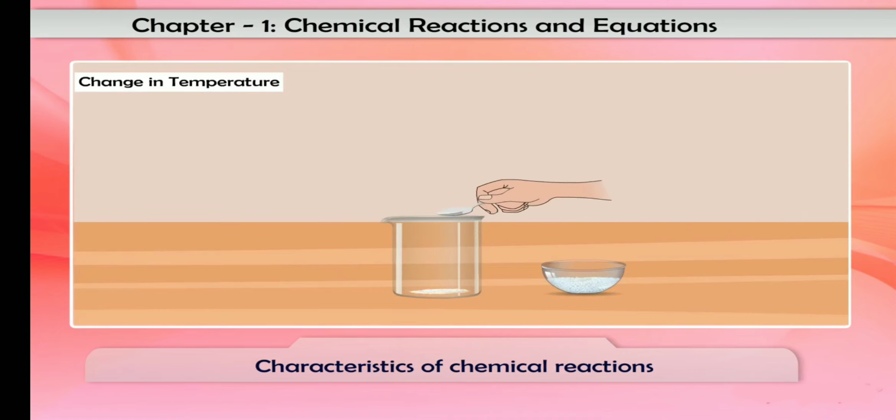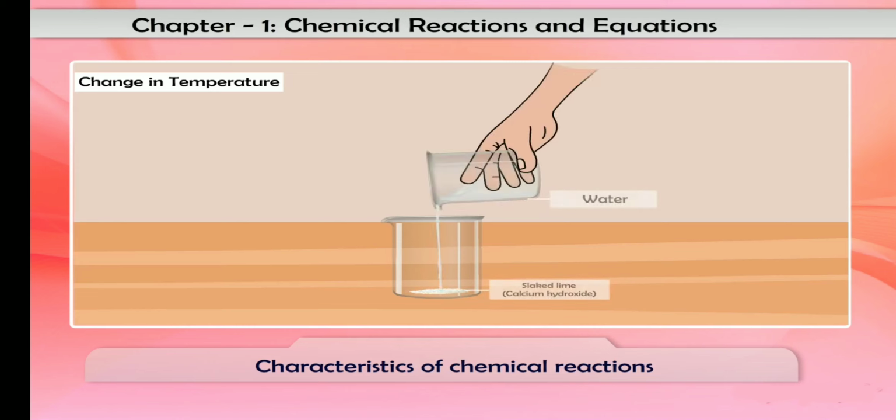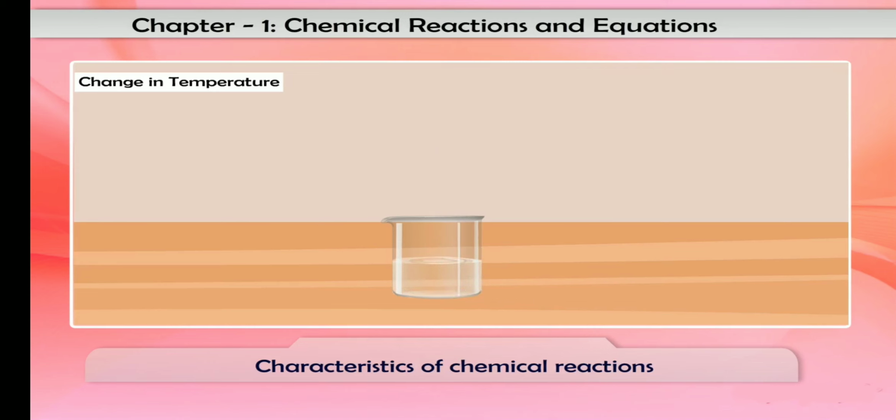Let us understand this with a few examples. 1. Calcium oxide, also known as lime and quicklime, when reacted with water, slaked lime is formed and a lot of heat is produced. This heat raises the temperature due to which the reaction mixture becomes hot. These types of reactions are called exothermic reactions, which means heat-producing reactions.